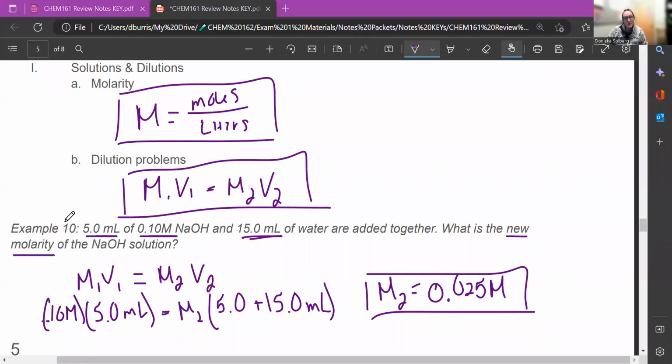All right, so I knew this was a dilution because I was adding water to a solution. So I used M1V1 equals M2V2. My M1 and my V1 were 5 and 0.1. And notice for my V2, I didn't use 15 because you need to read the question carefully. It says I added 5 milliliters of this and 15 milliliters of water. So my final volume, or my V2, is actually 20. So I used 20 as my V2 and got that my new molarity is 0.025 molar.